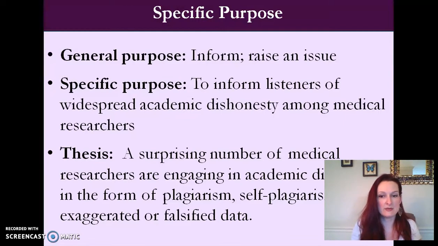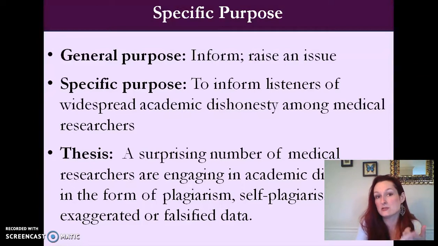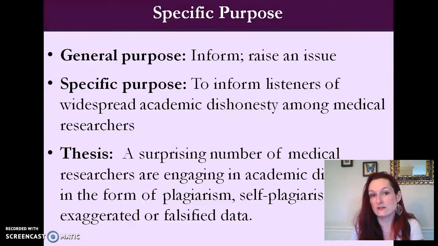And in that thesis statement, you notice the list of examples. So first we present the general topic, academic dishonesty among medical researchers, and then we actually have a list of specific examples: plagiarism, self-plagiarism, and exaggerated or falsified data. That previews for the listener that we're going to get into each of those three things in detail in our presentation.